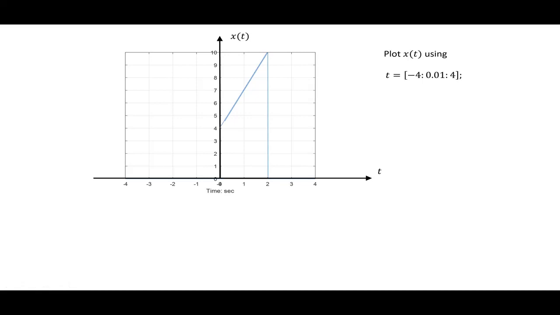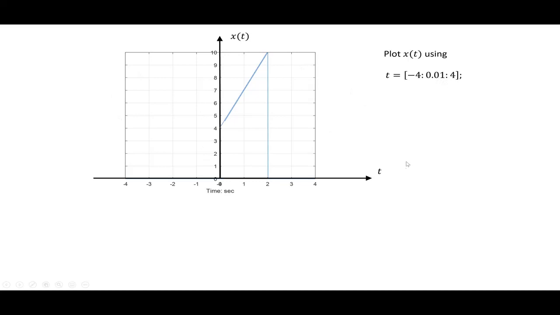All right, let's look at an example that's somewhat similar to problems that you have in the homework. In this case, I want to plot a piecewise function, a function that is defined over certain ranges and not over others. I've called this function x of t, and I want to plot it over a time vector that goes from -4 in steps of 0.01 up to 4.